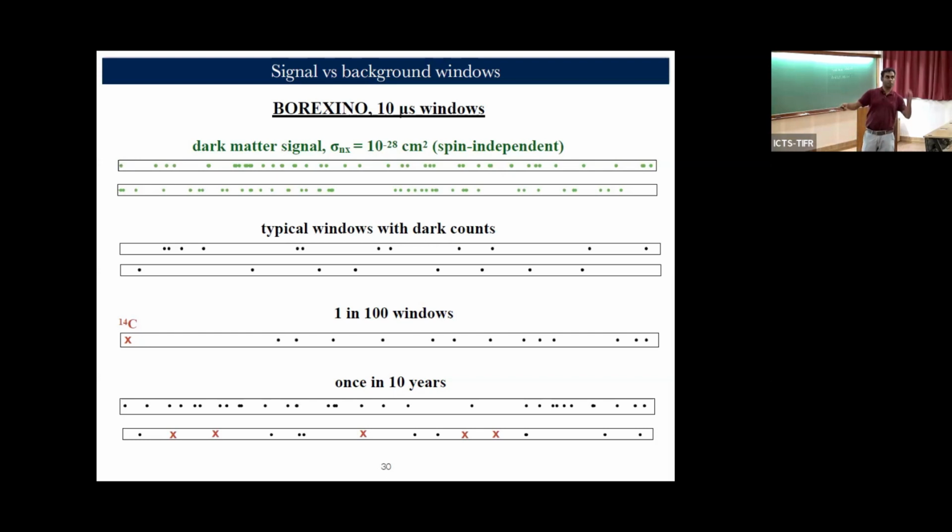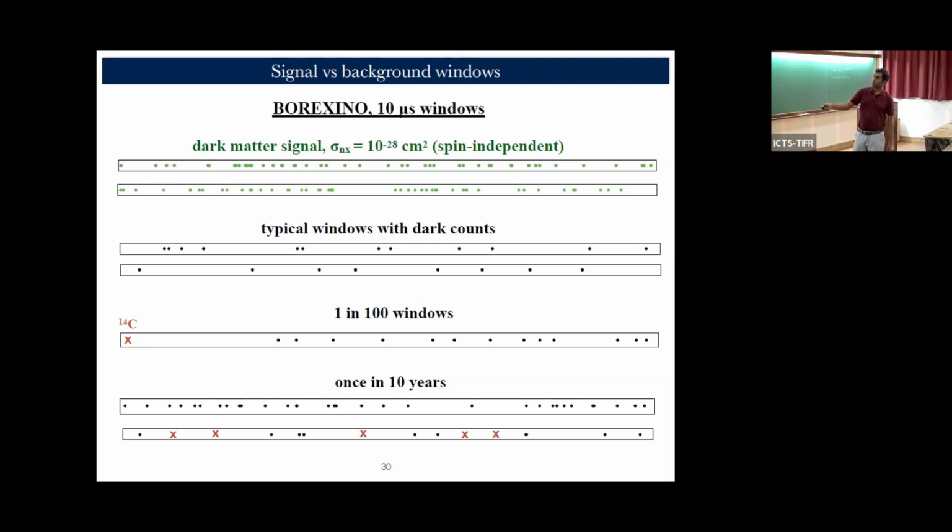These are just representative of hits I get in time. Okay, so with some random Poisson fluctuations, this is how my windows would look. Whereas typical 10 microsecond windows in the SNO+ experiment would look like this.